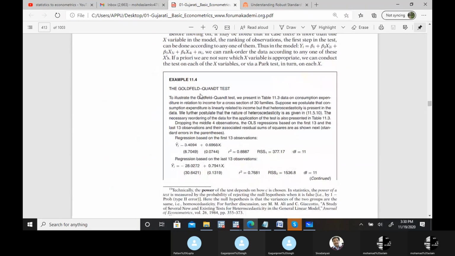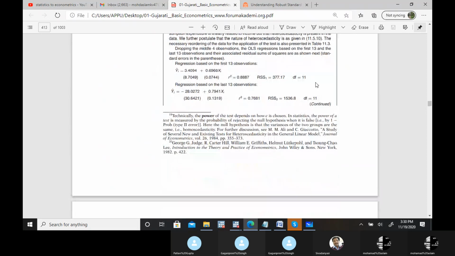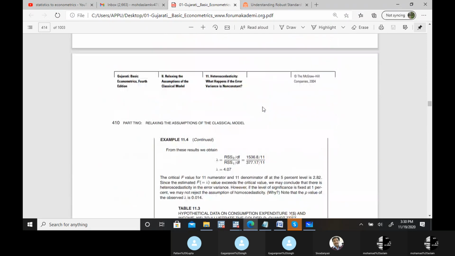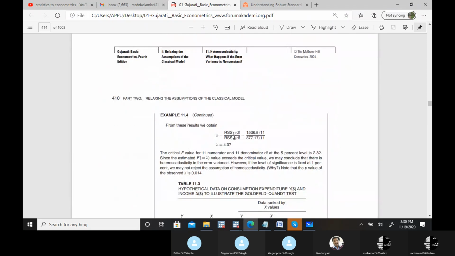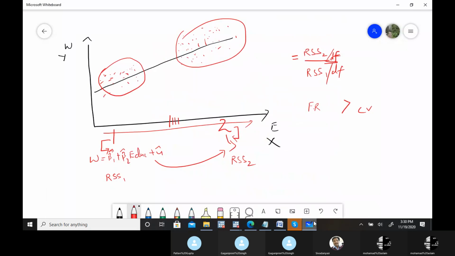Let's see what they have done. Yes, their degrees of freedom are 11. This is their residual sum of square for first group and second group. For the second, it's higher, so they kept it in the numerator. Now, this point is important.